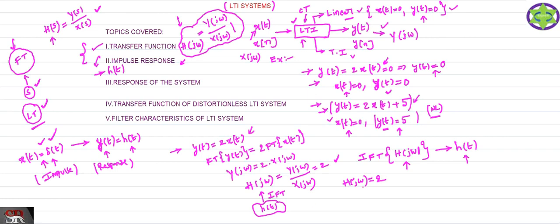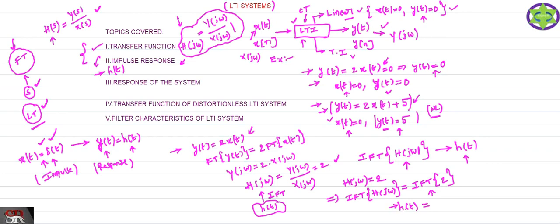So if we apply the impulse response on both sides of this equation, the impulse response of H(jω) is equal to what? The inverse Fourier transform of 2. Now what is the inverse Fourier transform of 2? What is the inverse Fourier transform of H(ω)? So h(t) is the impulse response.